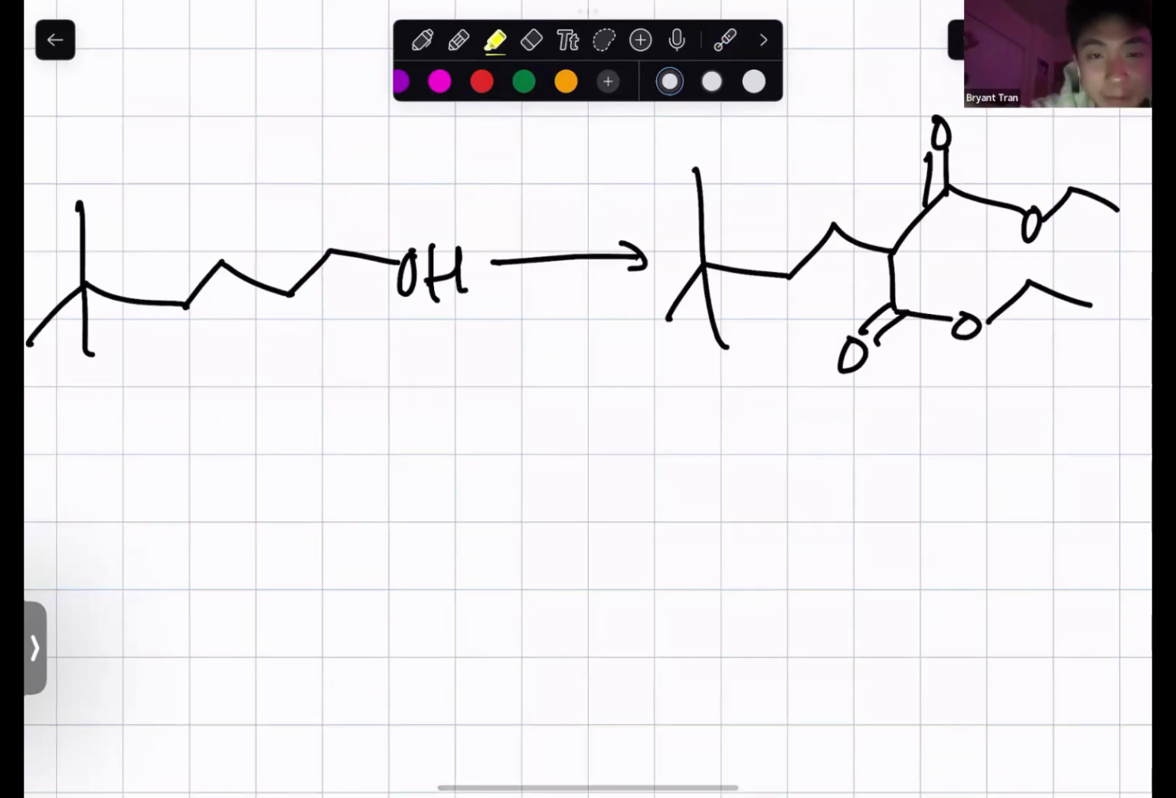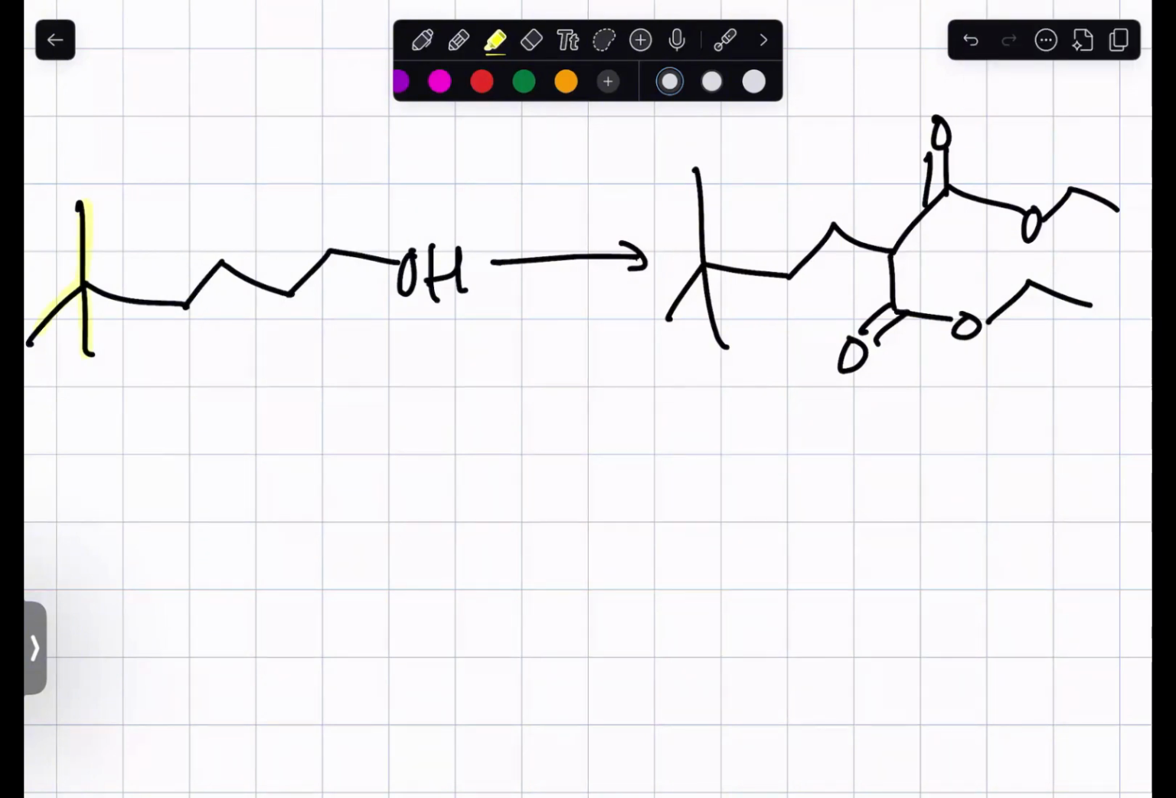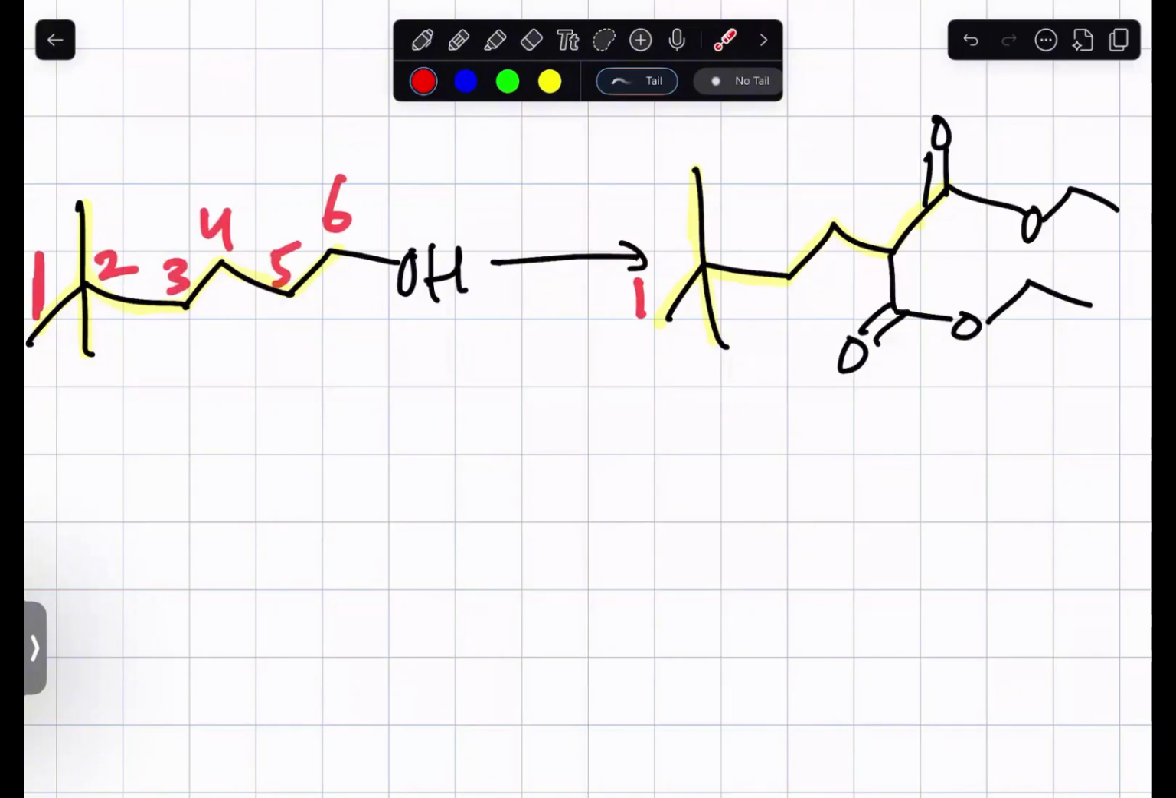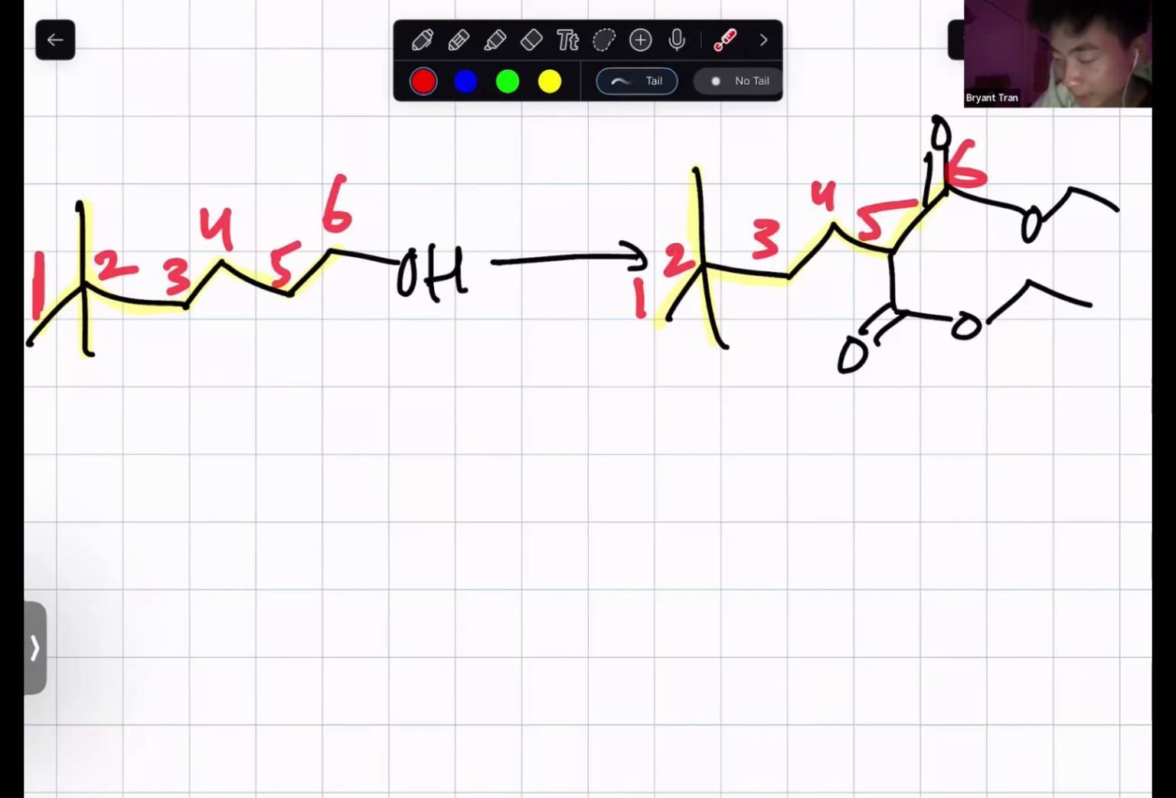Okay, so for this synthesis problem over here, let's do the same thing. Let's find the similarities. This right here, which I'm highlighting in yellow, is going to be the same exact structure as this highlighted in yellow right there. Let's make sure by counting the carbons from the left carbon, that's 1, this is 2, 3, 4, 5, 6. It's 6, so it matches, right?